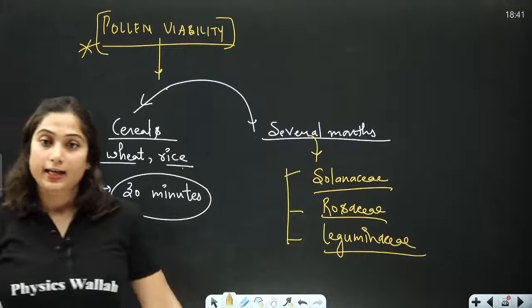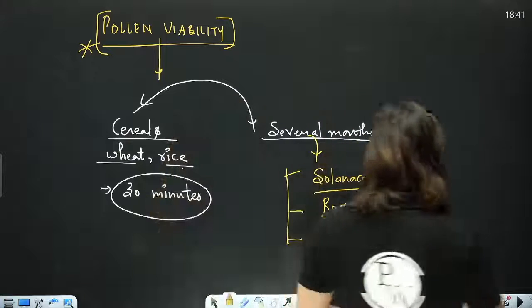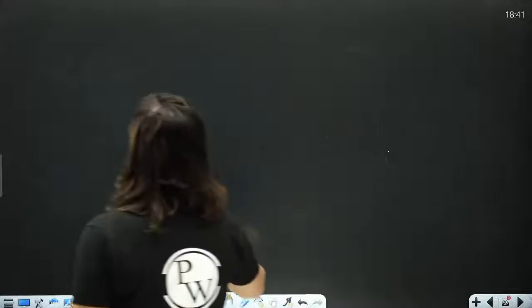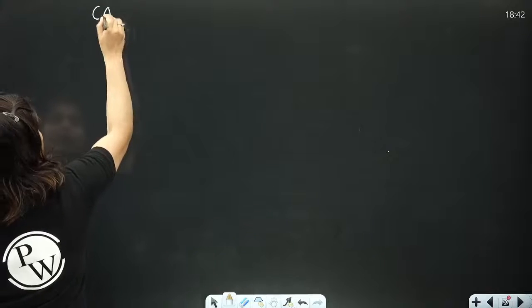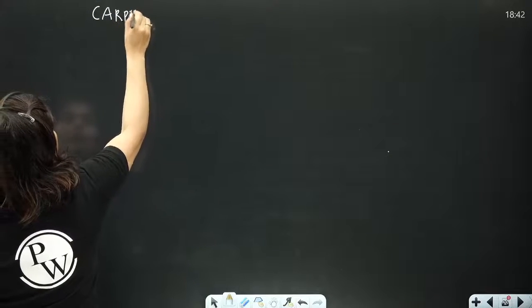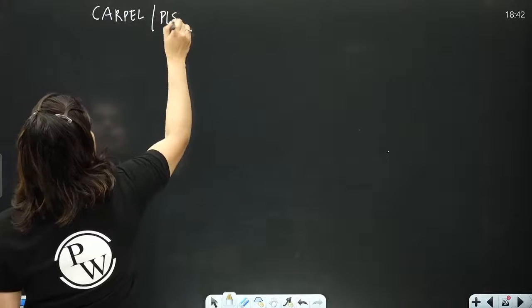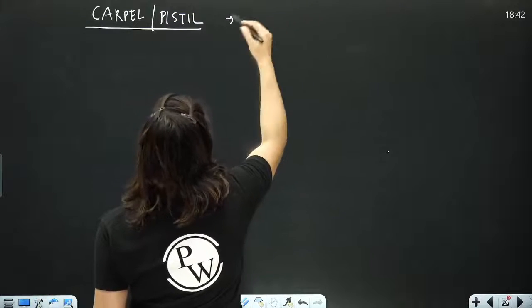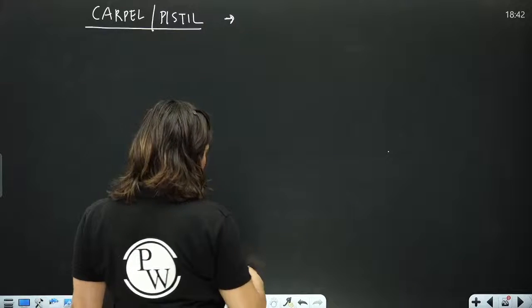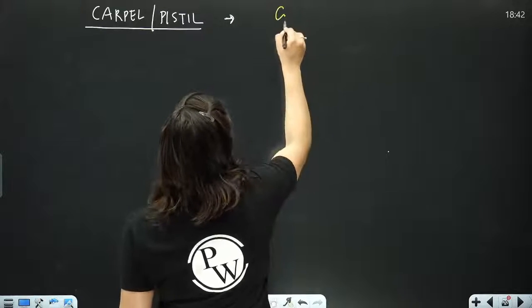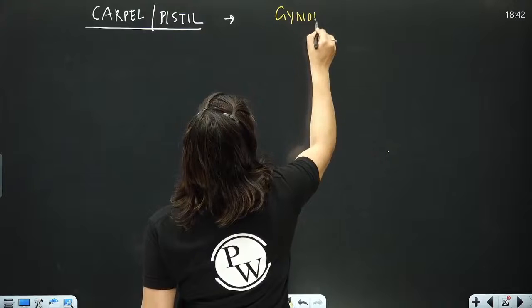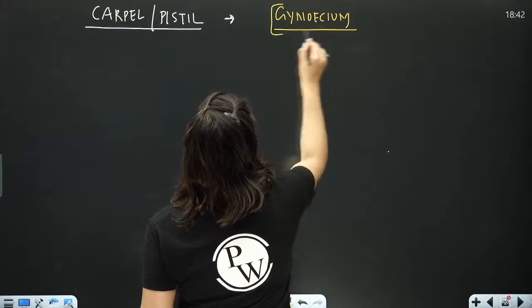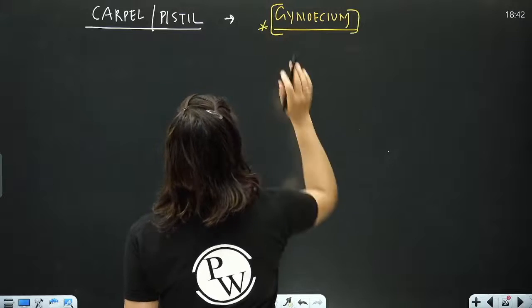Now let's move on to the female reproductive part. The female reproductive part is represented by the carpel, also called the pistil, right? And the collection of carpels or pistils in the flower is called the gynoecium. Now, what sort of questions come from this part?